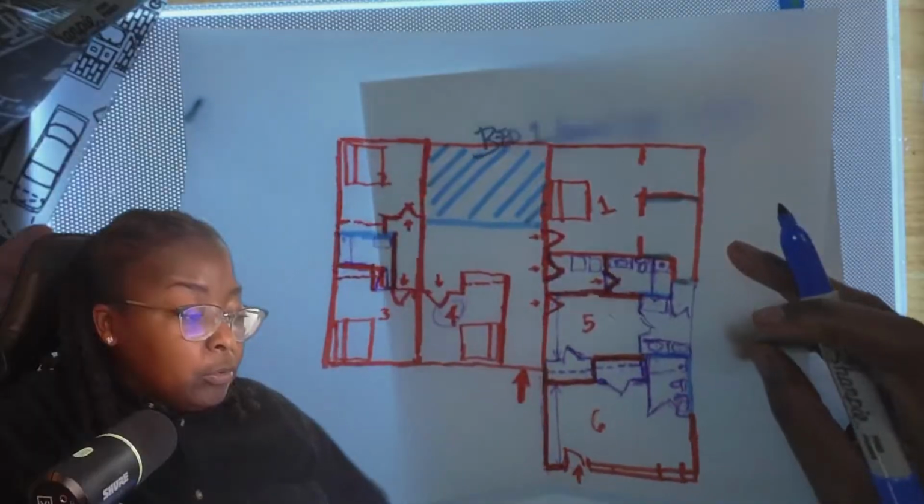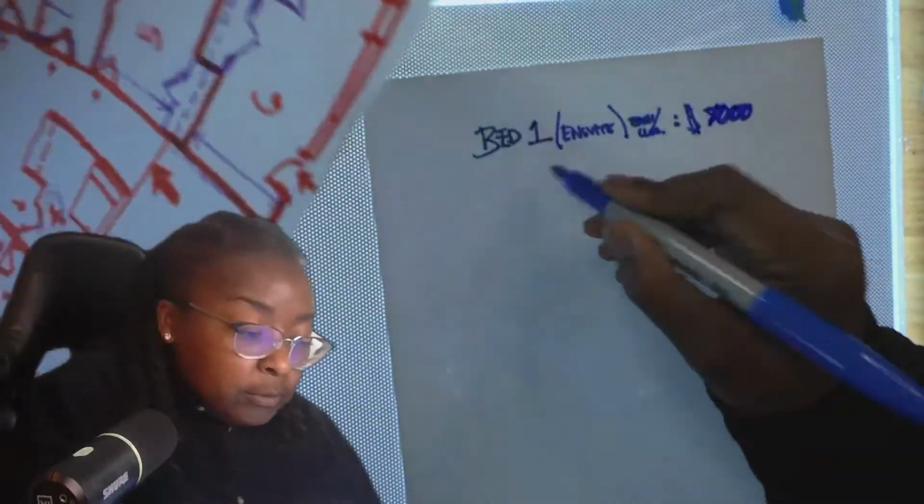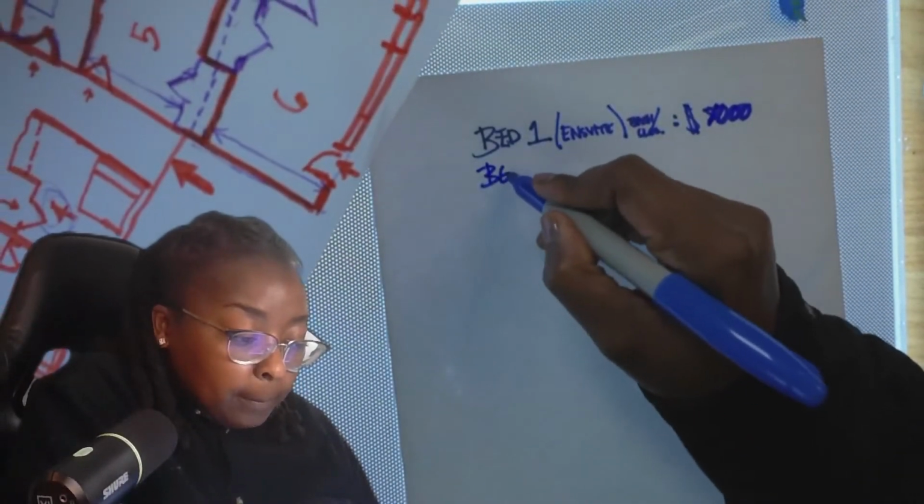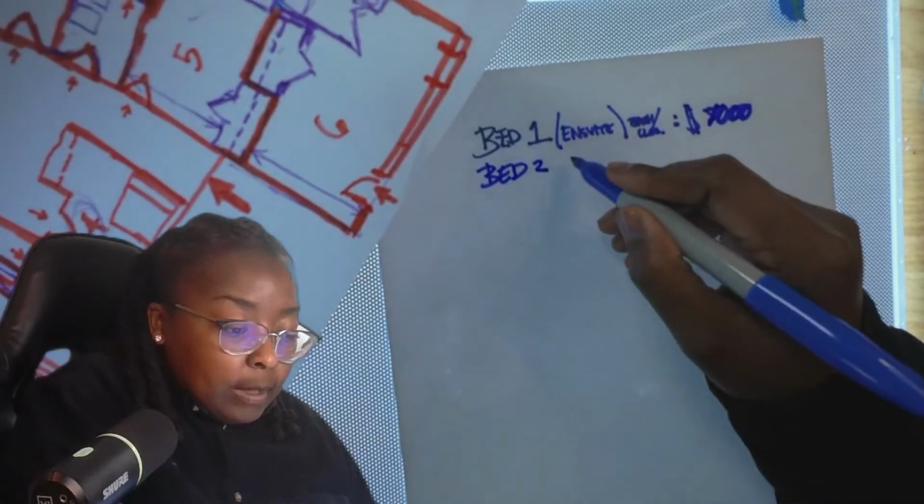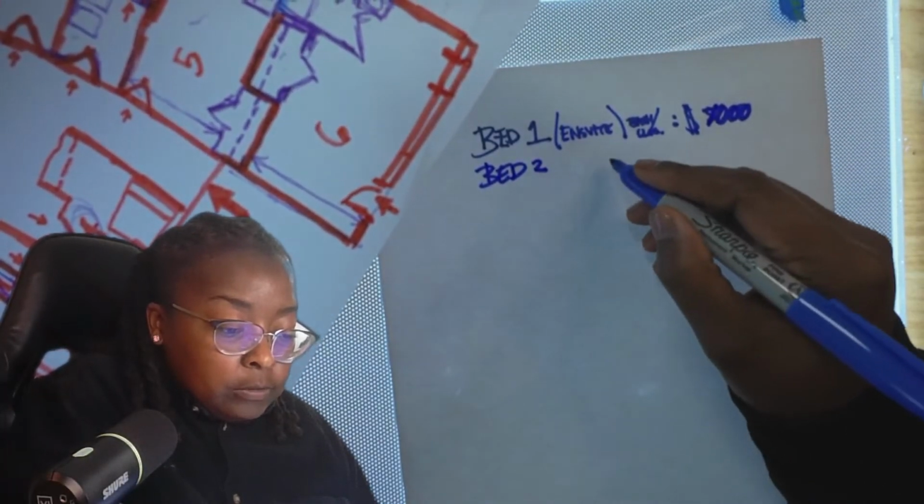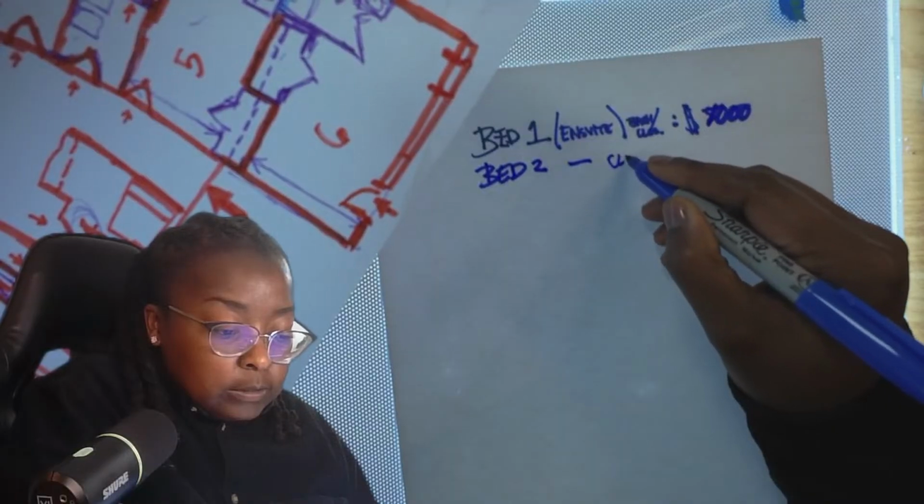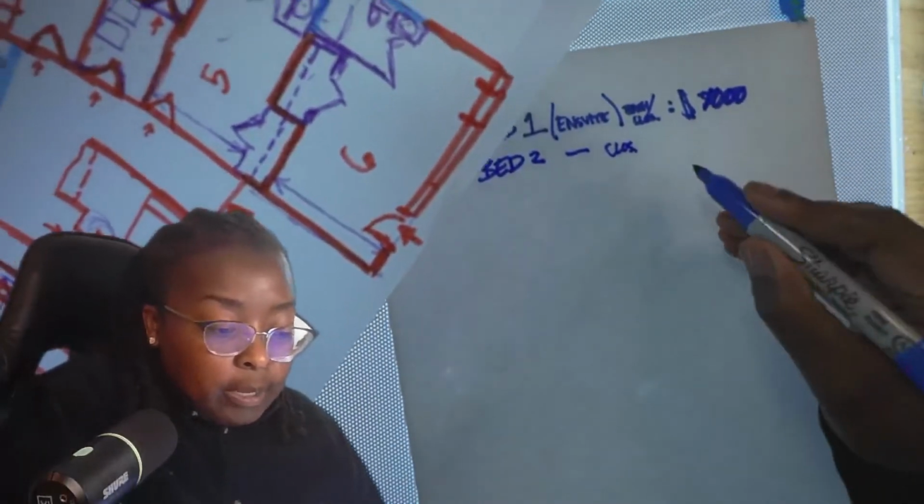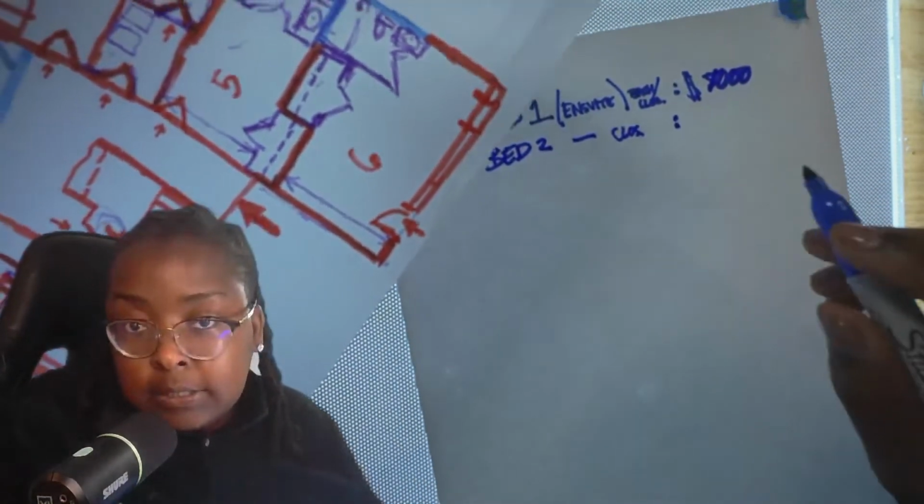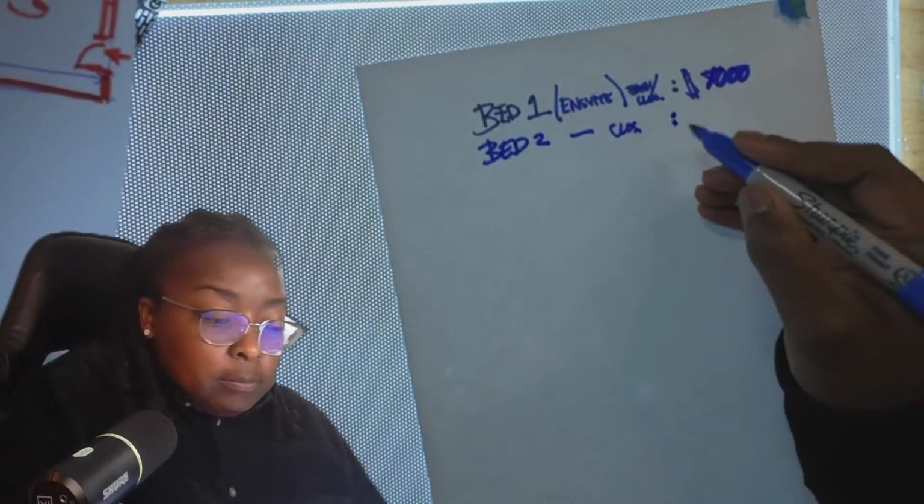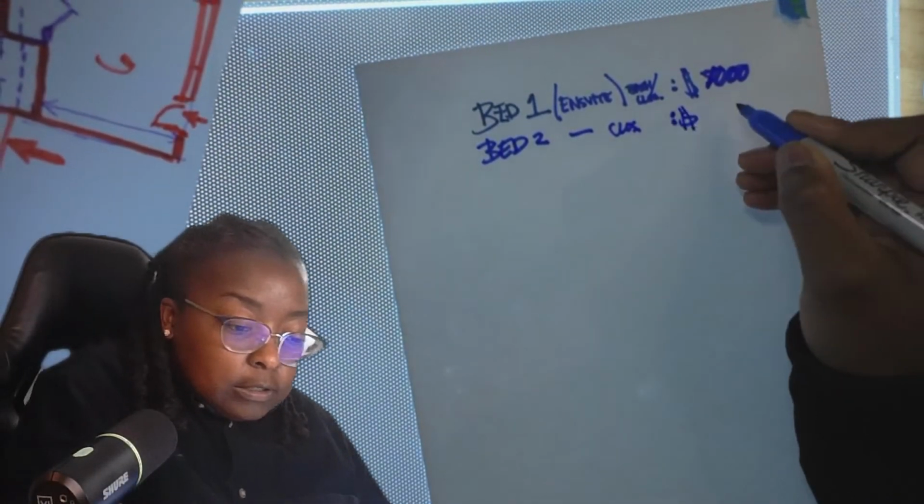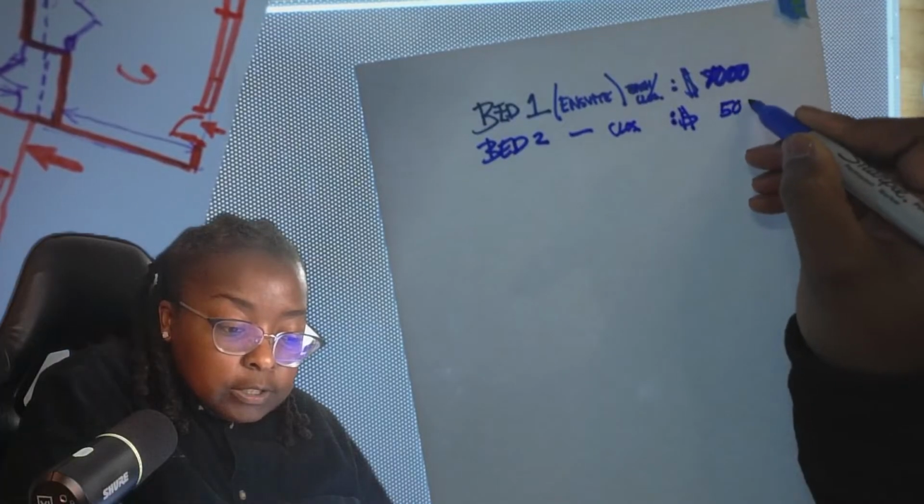Bedroom number two is just a regular bed. It's not an en suite. It just has a closet, right? But it has a shared bath, so that might knock us down some cool points. So we're looking at, let's say, $500, right?